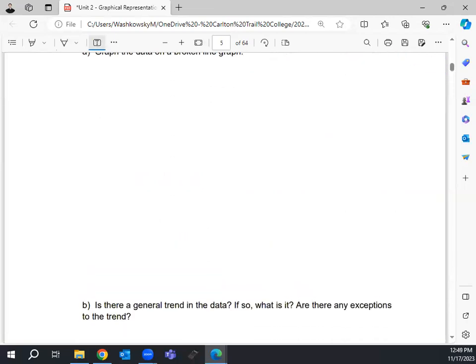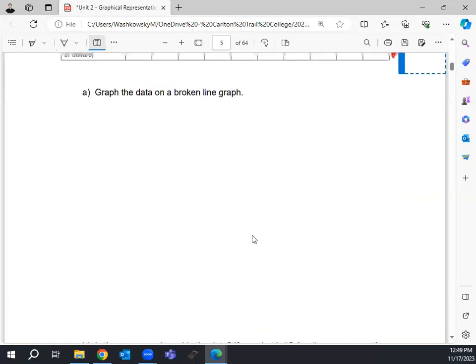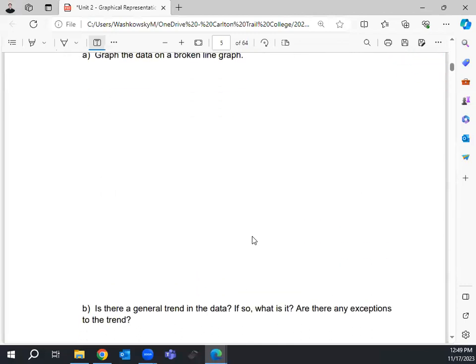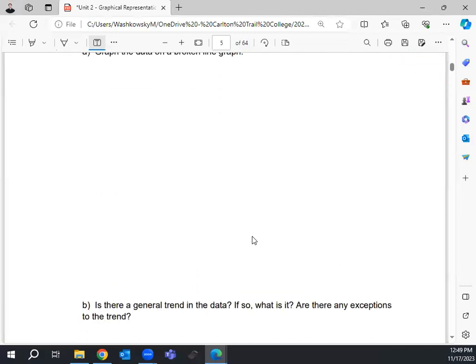Oh, mine doesn't have, yours guys has a graph here, right? No. Why? Oh, I see. I printed out the wrong document. Okay, that's all right. We'll figure that out.